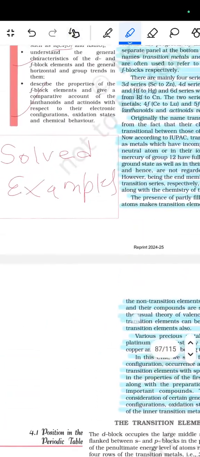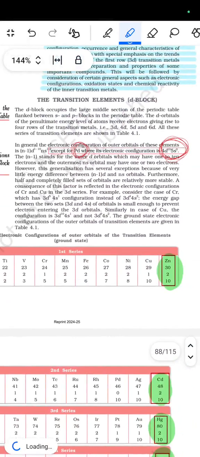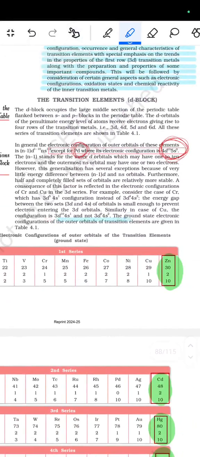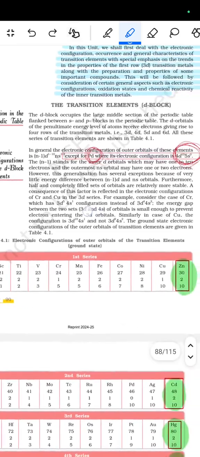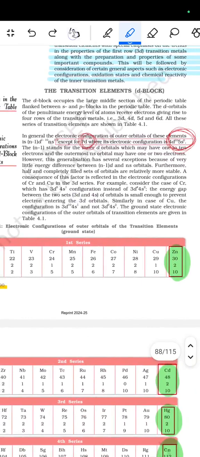तो solved example से questions जो आते हैं, और 2024 में भी solved example से प्रश्न जो आया था। इसके बाद फिर है कि the transition elements, D block position in the periodic table। तो इसमें आता है कि the D block occupies the large middle sections of the periodic table flanked between the S and P blocks in the periodic table.